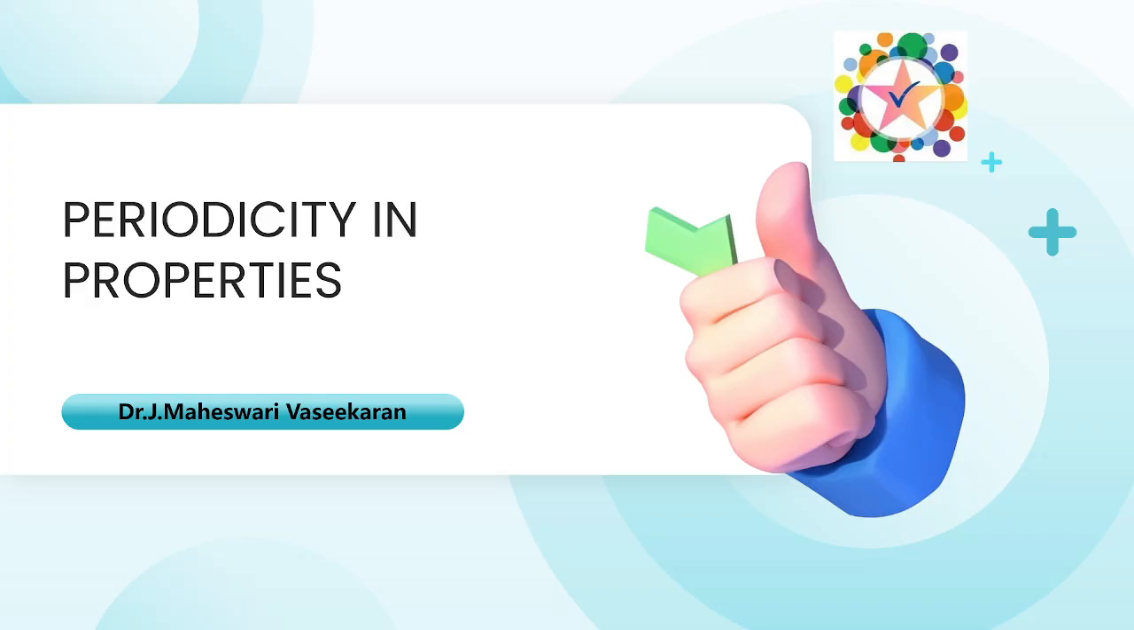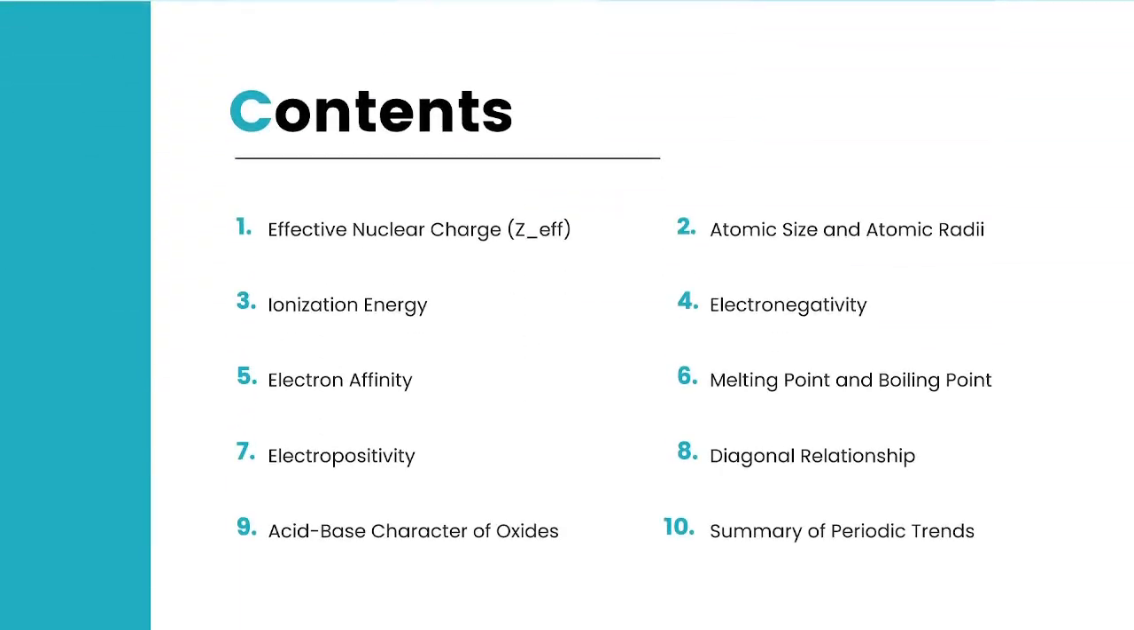Periodicity in properties. This is a topic for the preparation of JAM examination. The contents I am going to discuss in this video are effective nuclear charge, atomic size and atomic radii, ionization energy, electronegativity, electron affinity, melting point and boiling point, electropositivity, diagonal relationship, acid-base character of oxides, and summary of periodic trends.